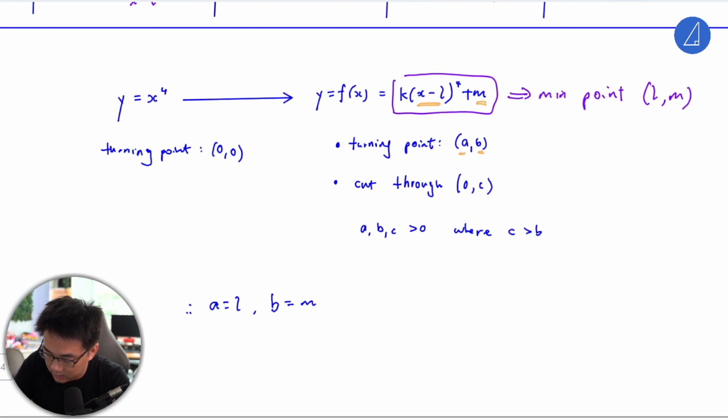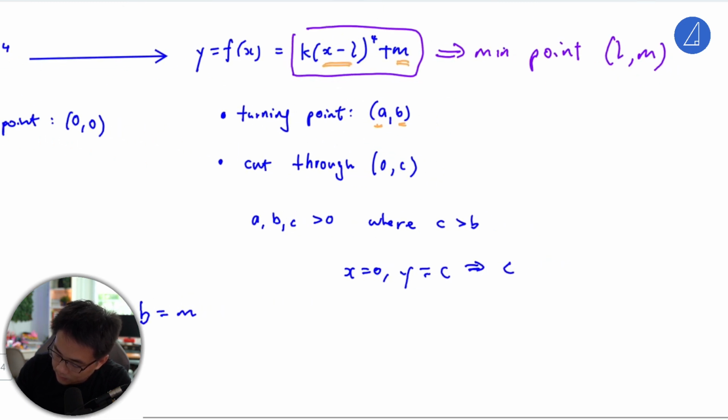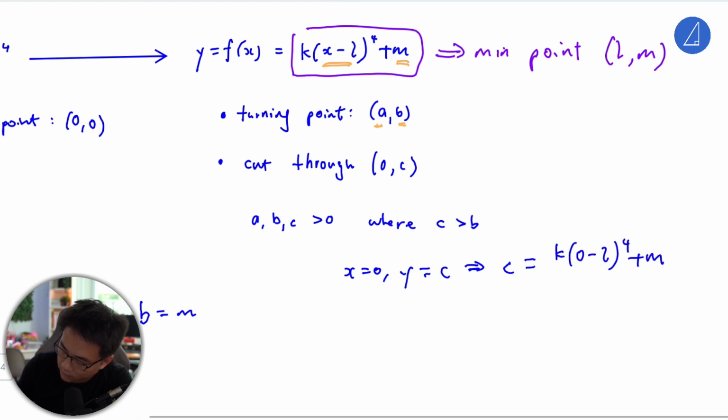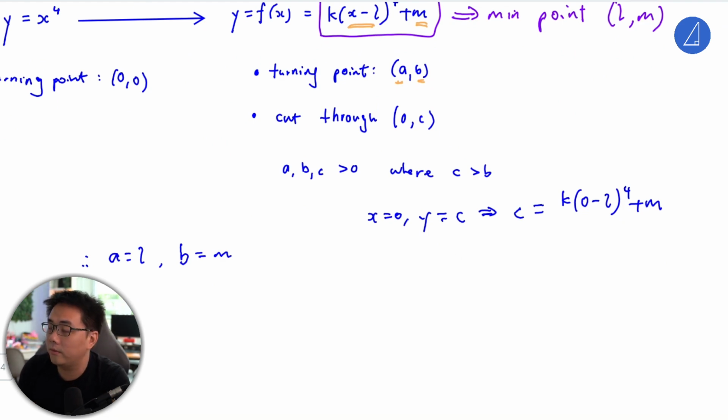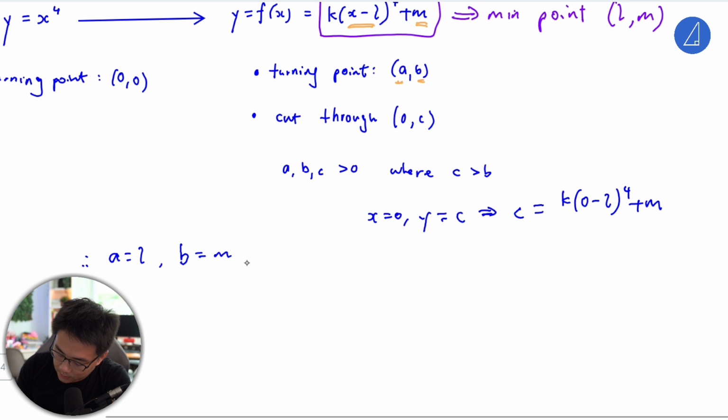Finding K is just replacing 0, C inside the equation. So when x equals 0, y equals C, so C equals K times (0 minus L) to the power 4, plus M. So if we want to find K, K is equal to (C minus M) over L to the power 4.